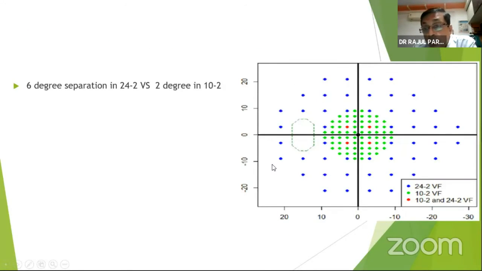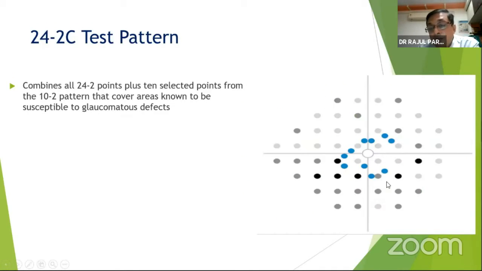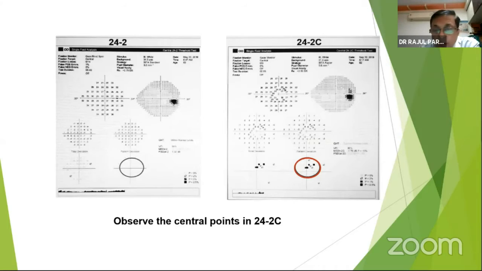So the Humphrey now has a new program, 24-2C. And what is the advantage? In the 10-2, we do the testing at every 2 degrees as opposed to 6 degrees in the 24-2. So when you combine, you have more points in the central area, which may pick up glaucoma earlier than the 24-2. In the 24-2, 10 points are incorporated, and they will name this 24-2C. I'll just give one example. Manish has already described it in great detail, so I'm not going to talk in detail, but the normal 24-2 with the C is picking up the damage in the central area, and it correlates with the structure. So one way is to use the 24-2C, especially in the early stage if the 24-2 is normal.